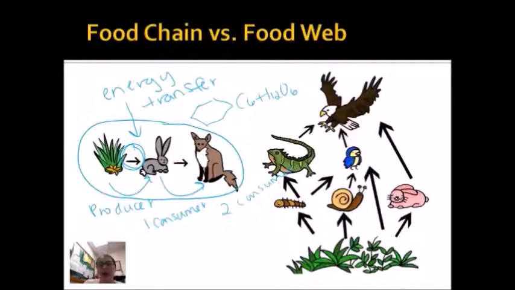Food webs are going to show you multiple food chains combined. So if you have this caterpillar here, you can indicate that the caterpillar gives energy to the iguana and the bird. So a food chain shows one part of a food web.